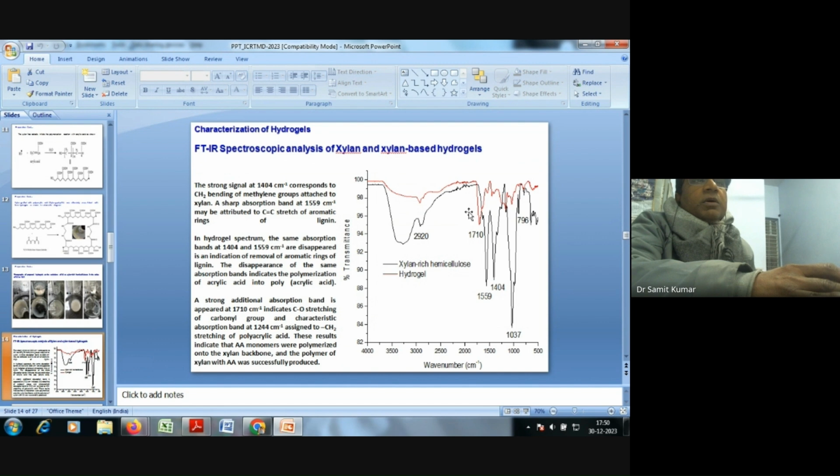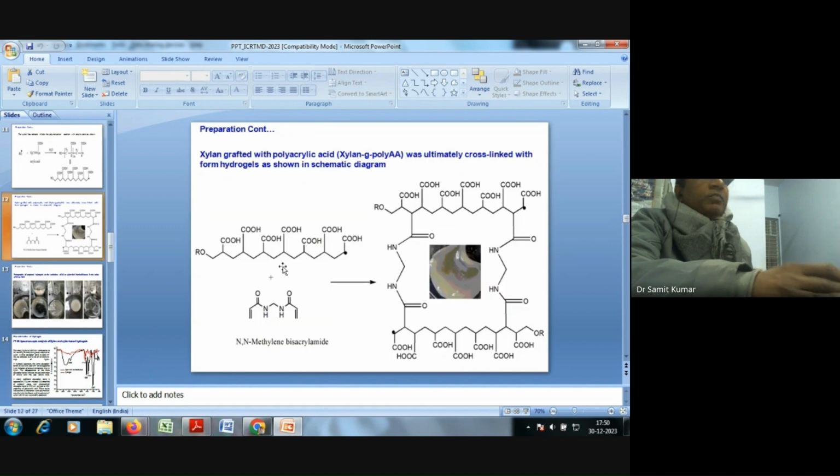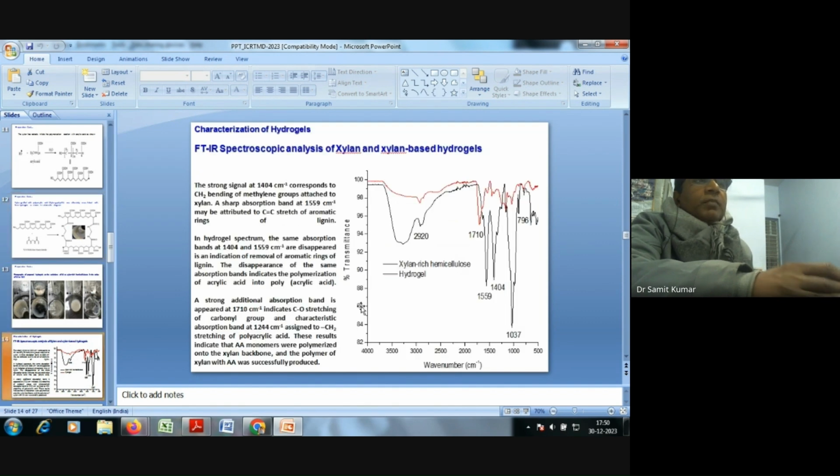In this process, a peak absorption band at 1710 wave number was obtained, which indicates hydrogel preparation because there are a number of carboxyl groups present here. And the black line graph is for Xylan-rich hemicellulose.